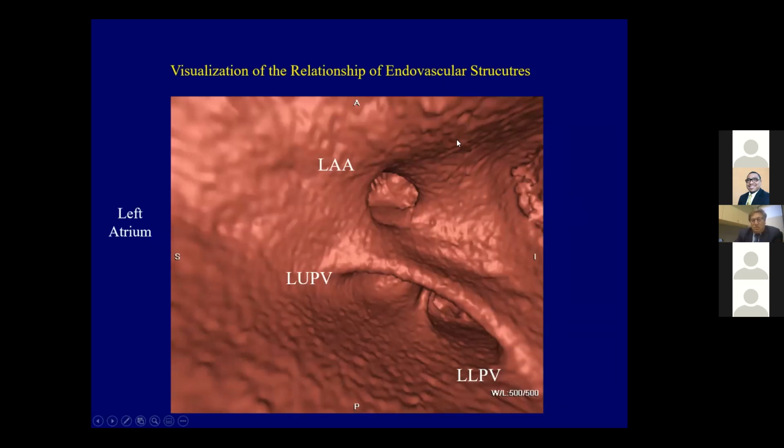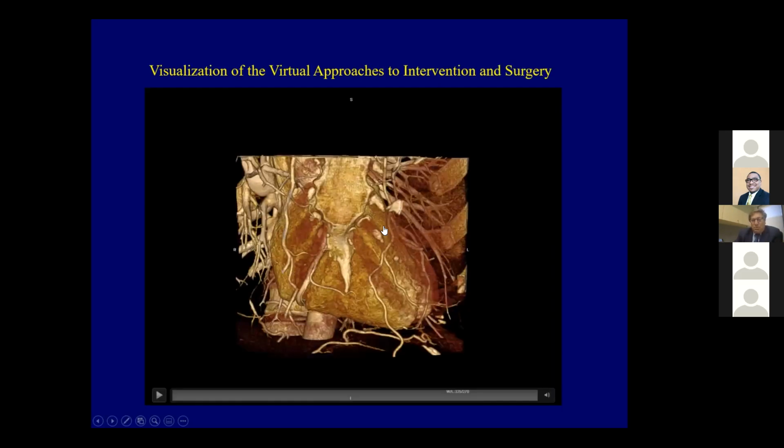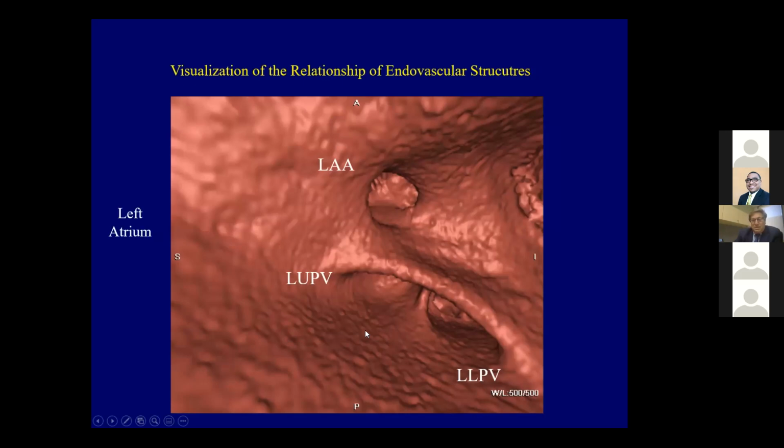In addition to looking at everything from the outside, what we have is a 3D data cube. We can actually use special software not only to look at structures from the outside, but also from the inside. So here we are inside the left atrium, looking outward at the left atrial appendage ostium, the left upper pulmonary vein, and the left lower pulmonary vein. When people are doing AFib ablations, they're placing catheters transseptally into the left atrium and cauterizing spots inside the left atrium. So knowing this 3D topography is extremely important.